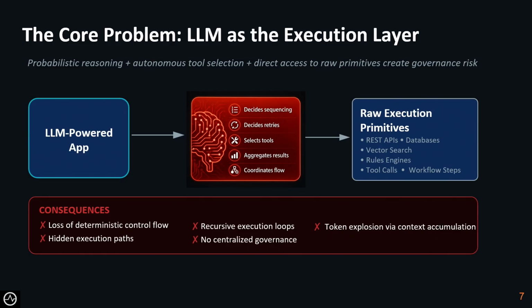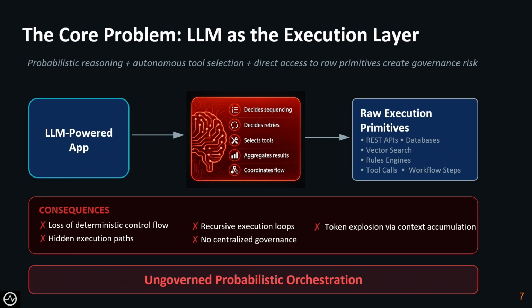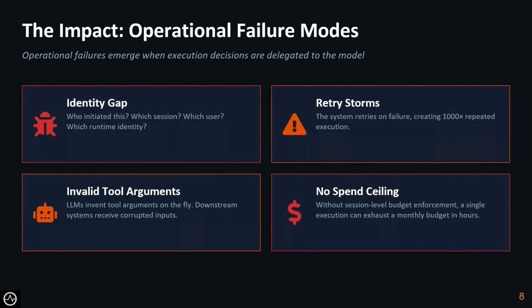You lose deterministic control flow, recursive execution loops become possible, hidden execution paths become possible, governance becomes decentralized, and context keeps accumulating, which drives the token cost, right? So why does that happen? Because the whole execution happens with ungoverned probabilistic orchestration. That is the core problem we need to fix, right? Once the execution becomes probabilistic and ungoverned, we can see operational failures in production.